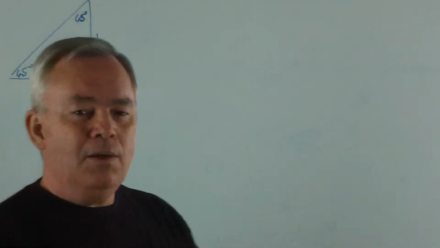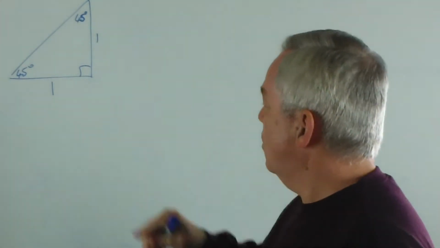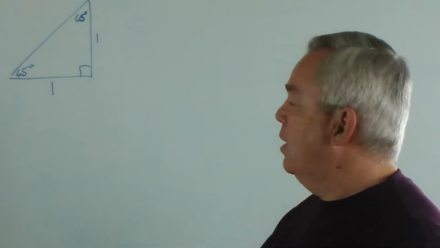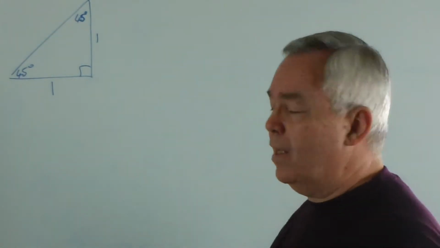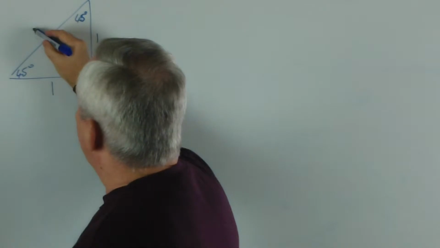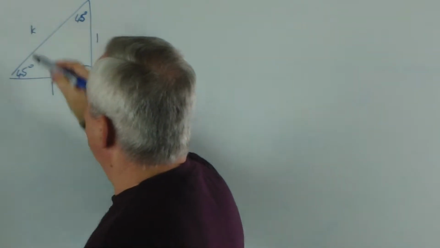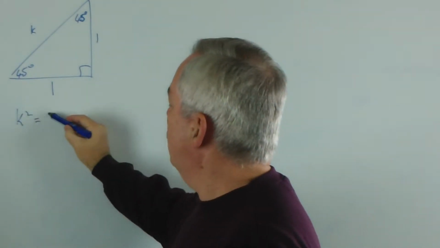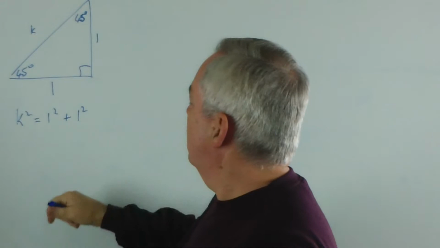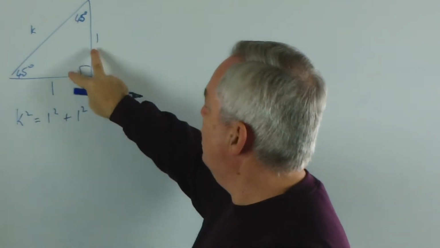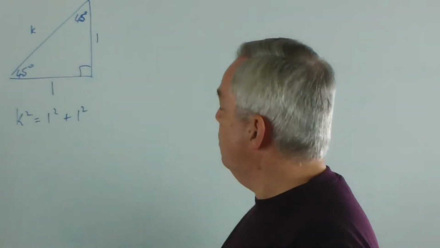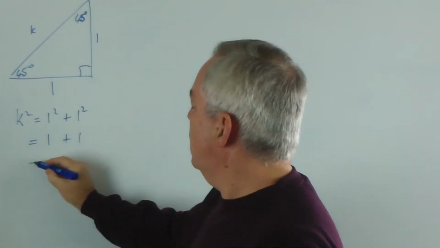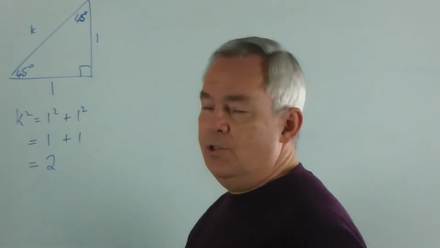Now, if you keep forgetting which square root or what length goes with this, then all you've got to do, once every afternoon for a few afternoons, is use Pythagoras Theorem to work it out. So if we call this length k, then k squared would equal 1 squared plus 1 squared. That is, the two short sides squared add up to the hypotenuse squared, that's Pythagoras Theorem. 1 squared is 1, 1 squared is 1, so k squared is 2.